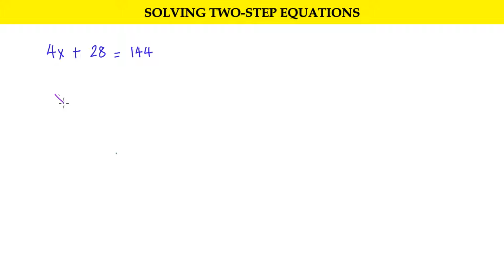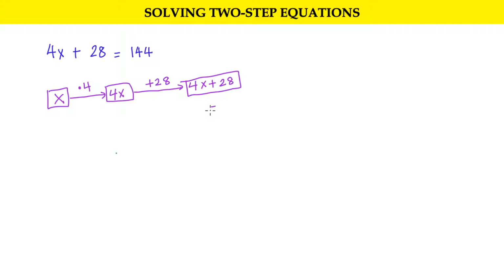We have a variable x, and what happens to x first? It's multiplied by 4, and you get 4x. Then you add 28, and so you would get 4x plus 28. And they're telling you that that is equal to 144. And what you want to figure out is what this value of x is.